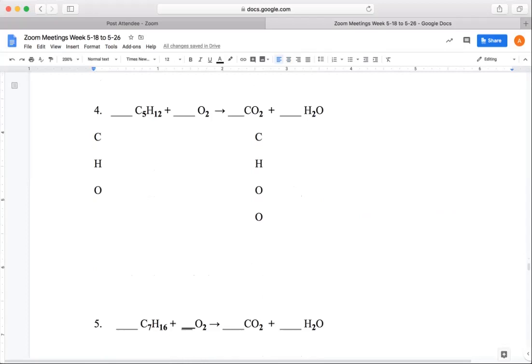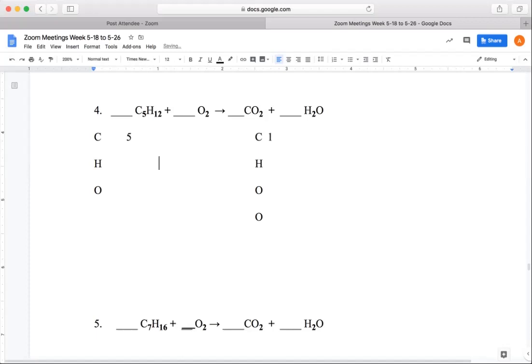So we have the combustion of another hydrocarbon. How many carbons do we have on the left side? We check the coefficient, the subscript that is underneath the symbol of the atom that we're interested in. So we have 5 here. How many carbon atoms do we have on the right side? Here we have 1, right?